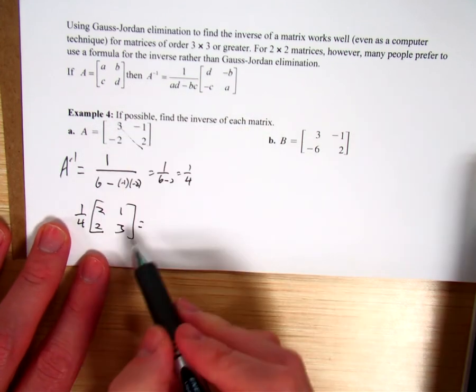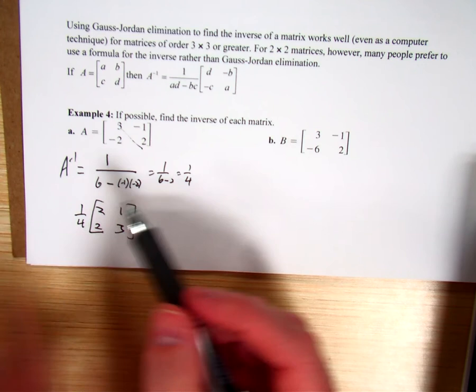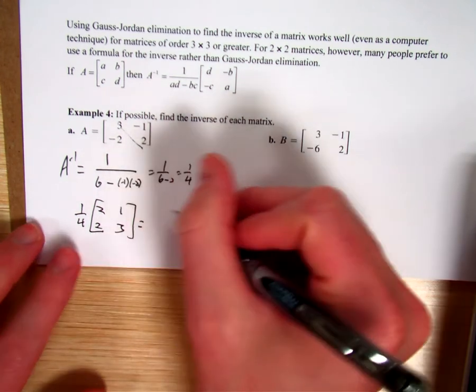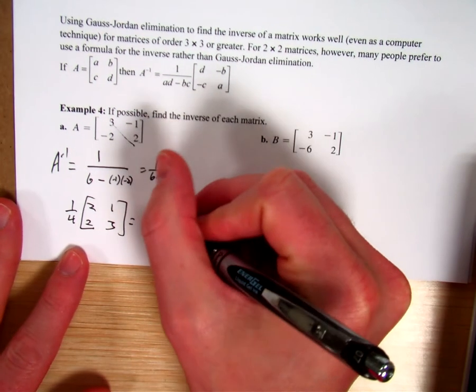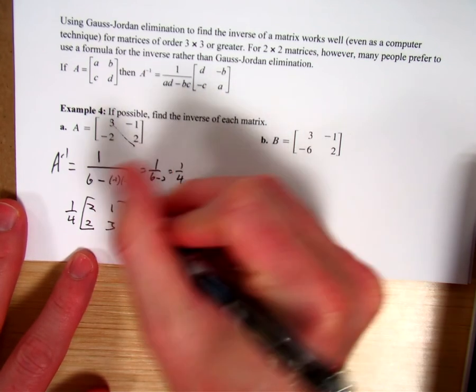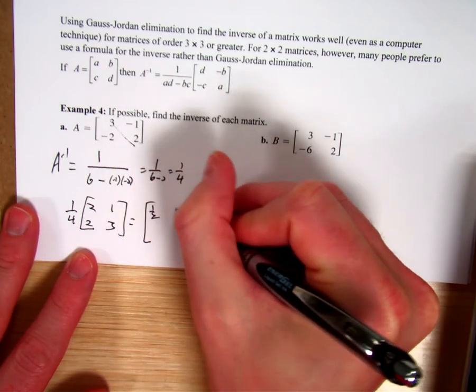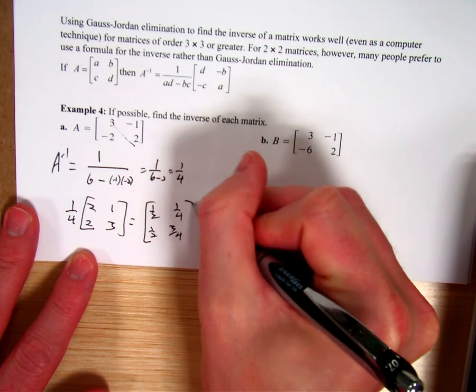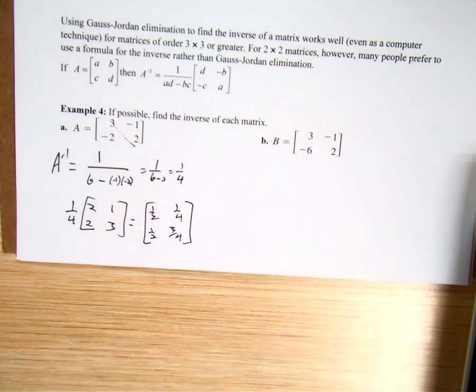And then we bring that 1, well, I guess the answer key here left the 1/4 out in front. You can also bring it in if you're not allergic to fractions. So 2 times 1/4 would be 1/2, 1/4, 1/2, and 3/4. Okay?